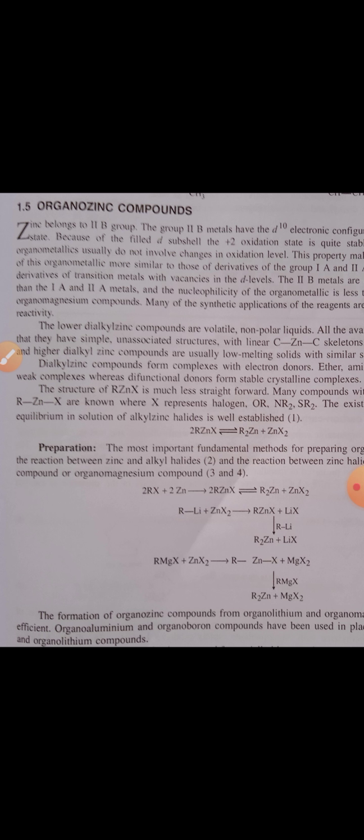Due to this, the oxidation state of zinc is +2 and it is mostly stable due to the completely filled d orbital that contains 10 electrons in it. Due to this, the reactions of organometallics usually do not involve changes in the oxidation state.